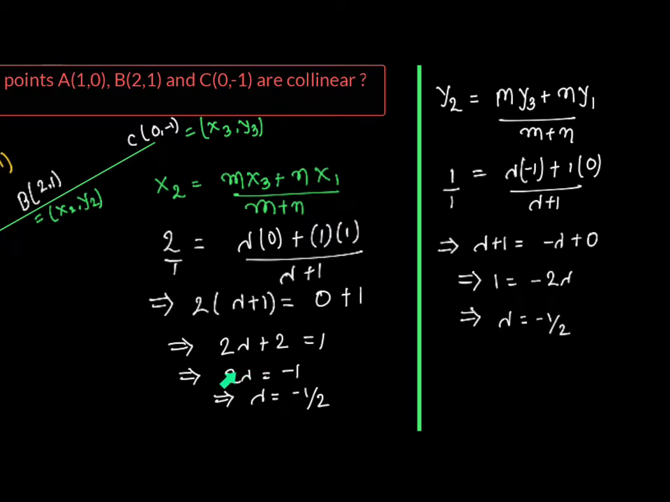Since I am getting the same lambda from both calculations, lambda is minus 1 by 2. Lambda is negative, that means it is an external division. That means point B is not in between A and C, it is outside A and C. So I can say points A, B and C are collinear, and point B divides externally because lambda is negative.